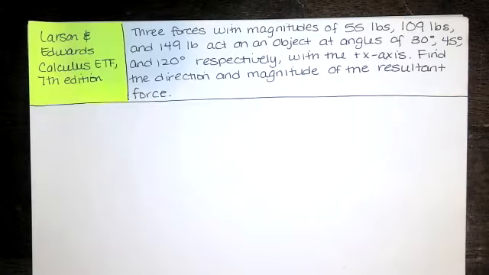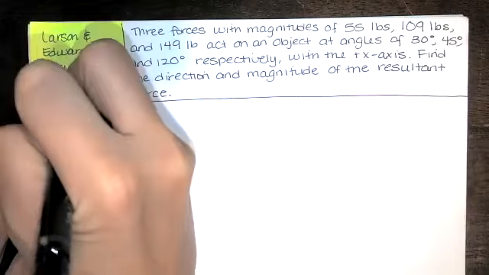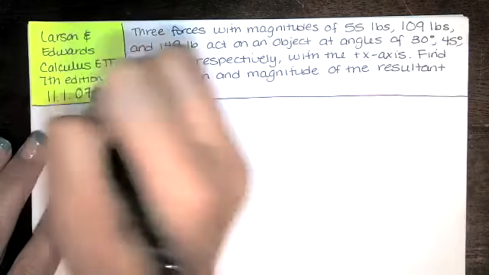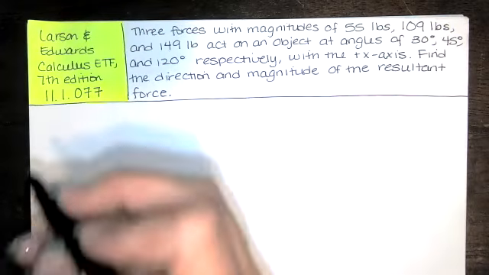In this video, we solve problem 11.1.077 from the Larson and Edwards Calculus Early Transcendental Functions text, 7th edition. We're told that three forces of magnitudes of 55 pounds, 109 pounds, and 149 pounds act on an object at angles of 30 degrees, 45 degrees, and 120 degrees, respectively, with the positive x-axis. We're asked to then find the direction and magnitude of the resultant force.